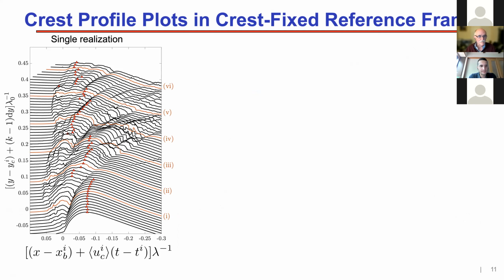Okay, so this is a set of profiles, not at 650 profiles per second, but something lower. I don't have the number in front of me. But this plot is a single realization of the strong breaker. And the profiles shown here are just of the crest of the wave, and they're in the reference frame moving with the crest point of the wave at the moment of jet impact.